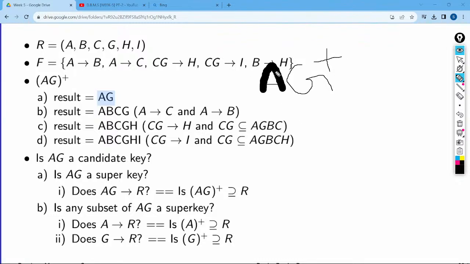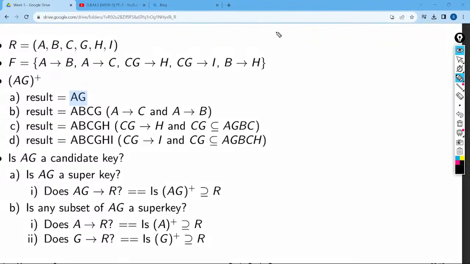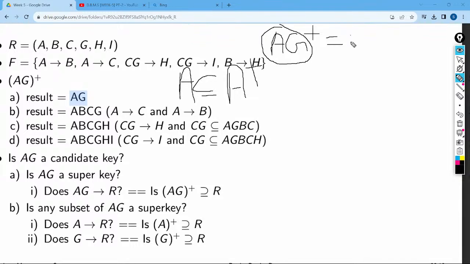You need to go through the set many times. So let's start with A. For AG, how do we find the superset or the closure set, AG plus? Let's start by finding functional dependencies. We know that A itself is a subset of the closure set. Meaning, if we consider this as a unit, AG would be there in the closure set.